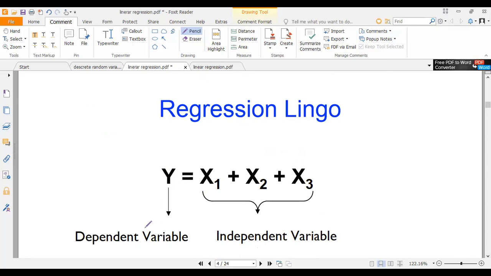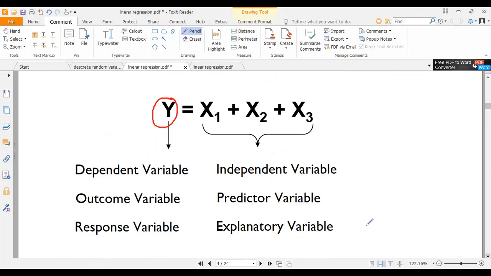So there's what we call the dependent variable. This depends on the independent variables. These independent variables have two other names that you can call them. You can call them predictor variables or explanatory variables. And this one is the outcome. So if you're dealing with sales and advertising, this could be your sales, the outcome, and this would be the advertising. They are independent. Advertising doesn't depend on sales, but sales depend on advertising. So the Y is your response variable, in short, the outcome.